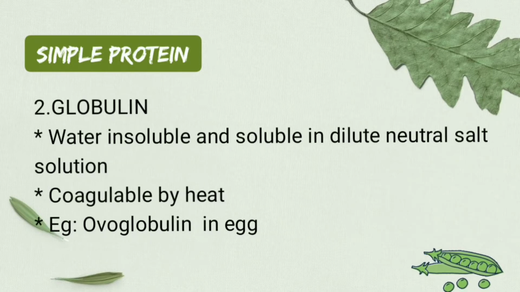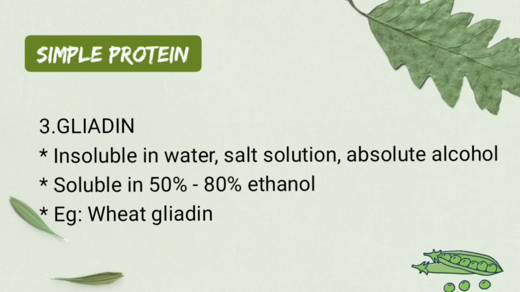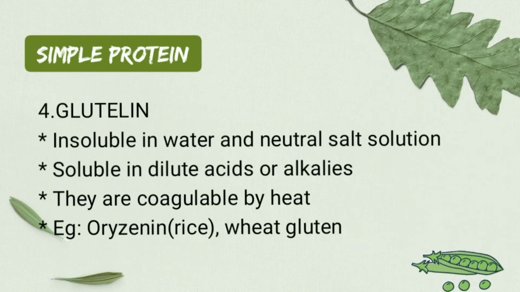Second one is globulin. Globulin is insoluble in water and soluble in dilute neutral salt solution. It is coagulable by heat. Example, ovoglobulin in egg. Third one is gliadin. Gliadin is insoluble in water, salt solution and absolute alcohol. It is soluble in 50 to 80% ethanol. Example is wheat gliadin.